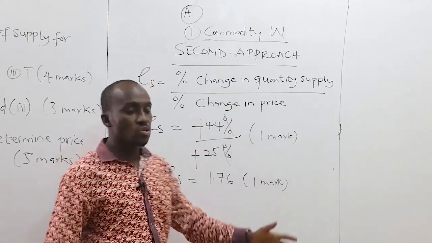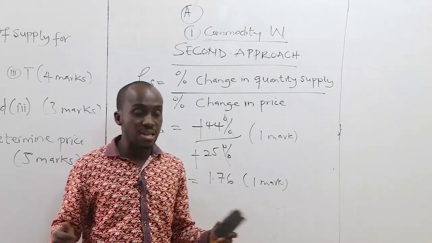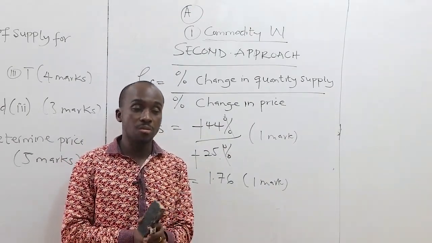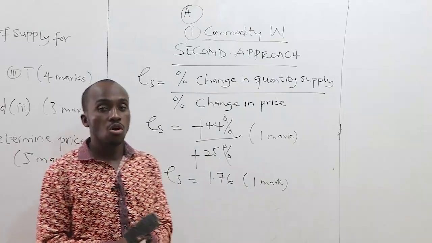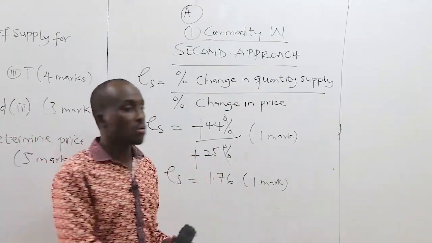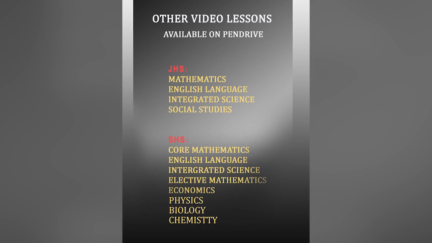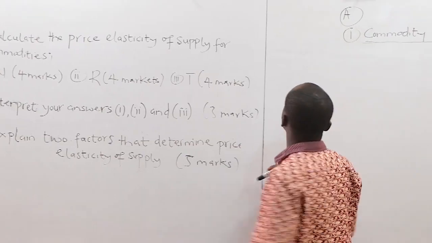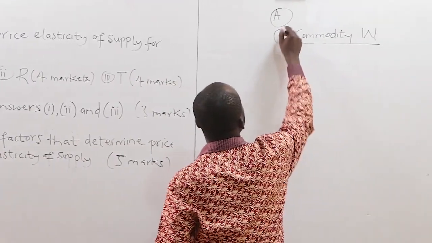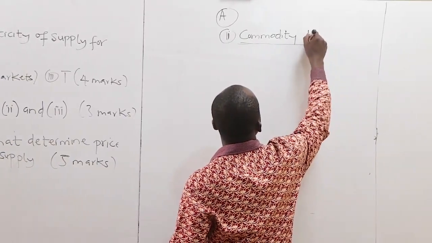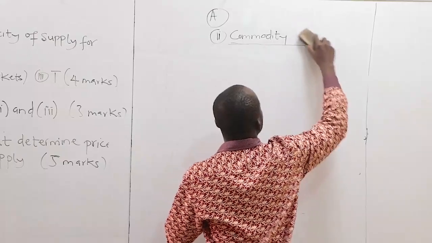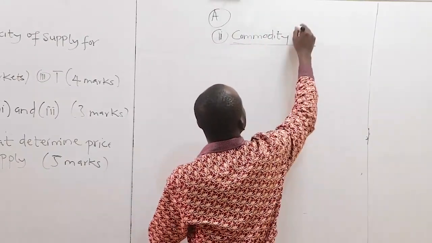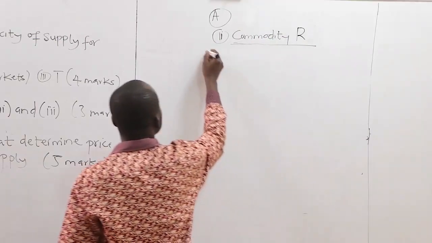So that you have seen the first approach. The second approach is up to you. Choose any approach you think you are very competent with, that might be sacrosanct with your own principle and way of doing things. Choose that one. Let's also do it for commodity R. For commodity R, let's use the first approach.